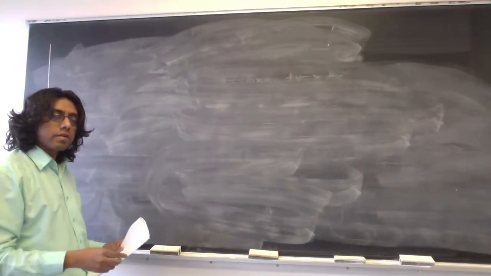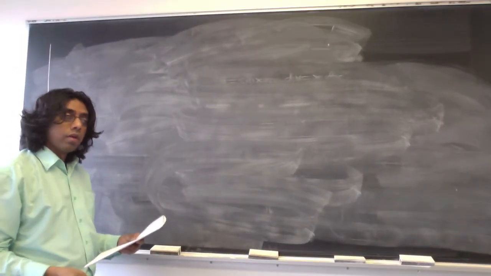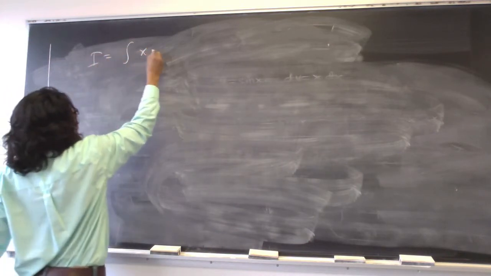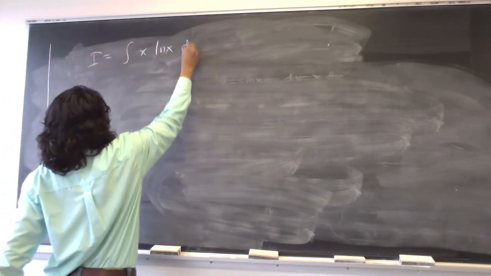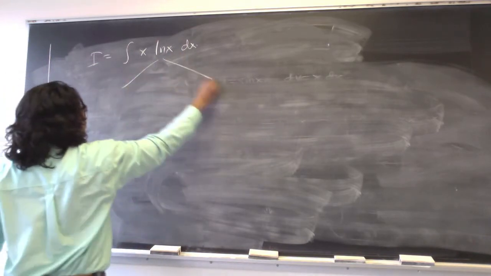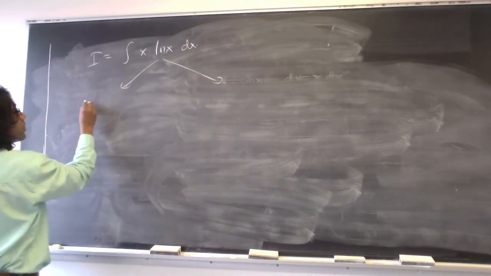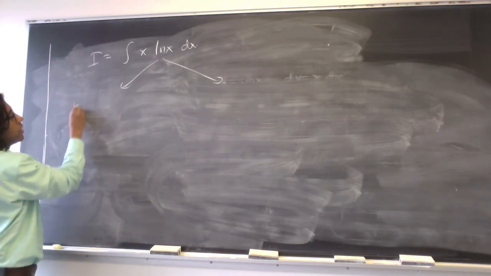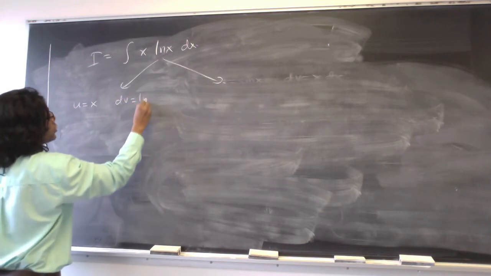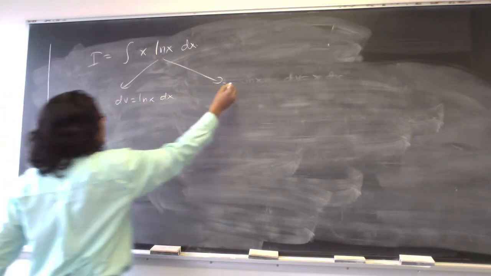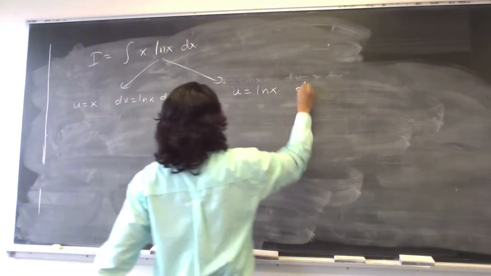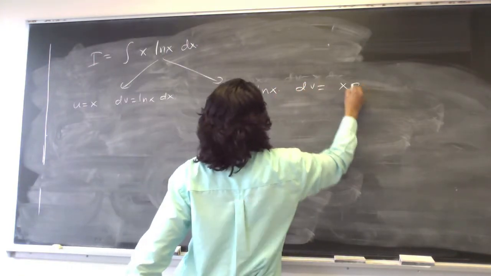So let us look at an example where the integral to be found is x times the natural log of x dx. Now again you have two choices. One choice is you put u equal to x and dv equal to the natural log of x dx, and the second choice is put u equal to the natural log of x and dv equal to x dx.